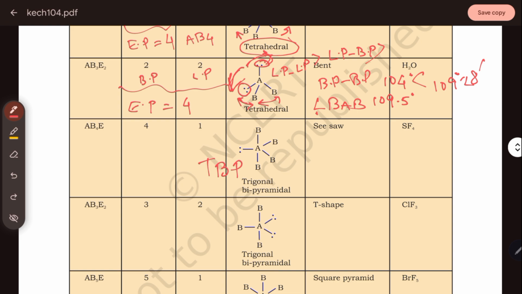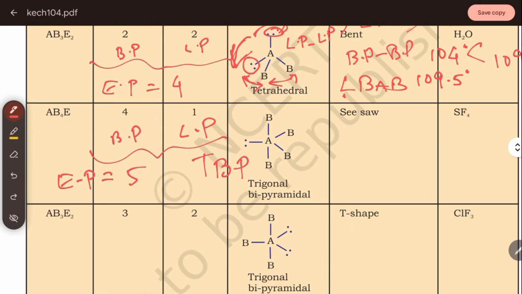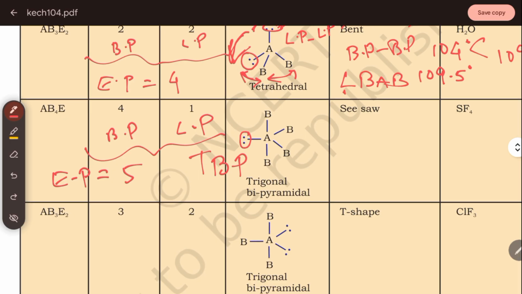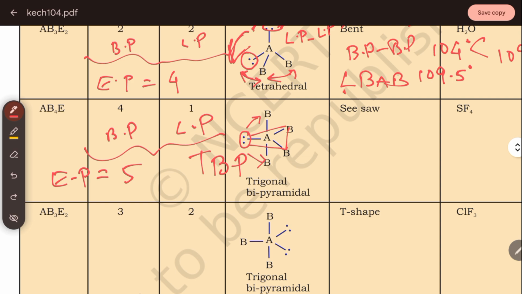Why TBP structure? Lone pair is 1, bond pair is 4, electron pair thus becomes equal to 5. 5 means a TBP structure. Now in a TBP structure, the equatorial position is a stable position, so the lone pair has occupied the equatorial position because it experiences less repulsion. Okay, so on account of which there will be a little bit of distortion between the lone pair and the bond pair.